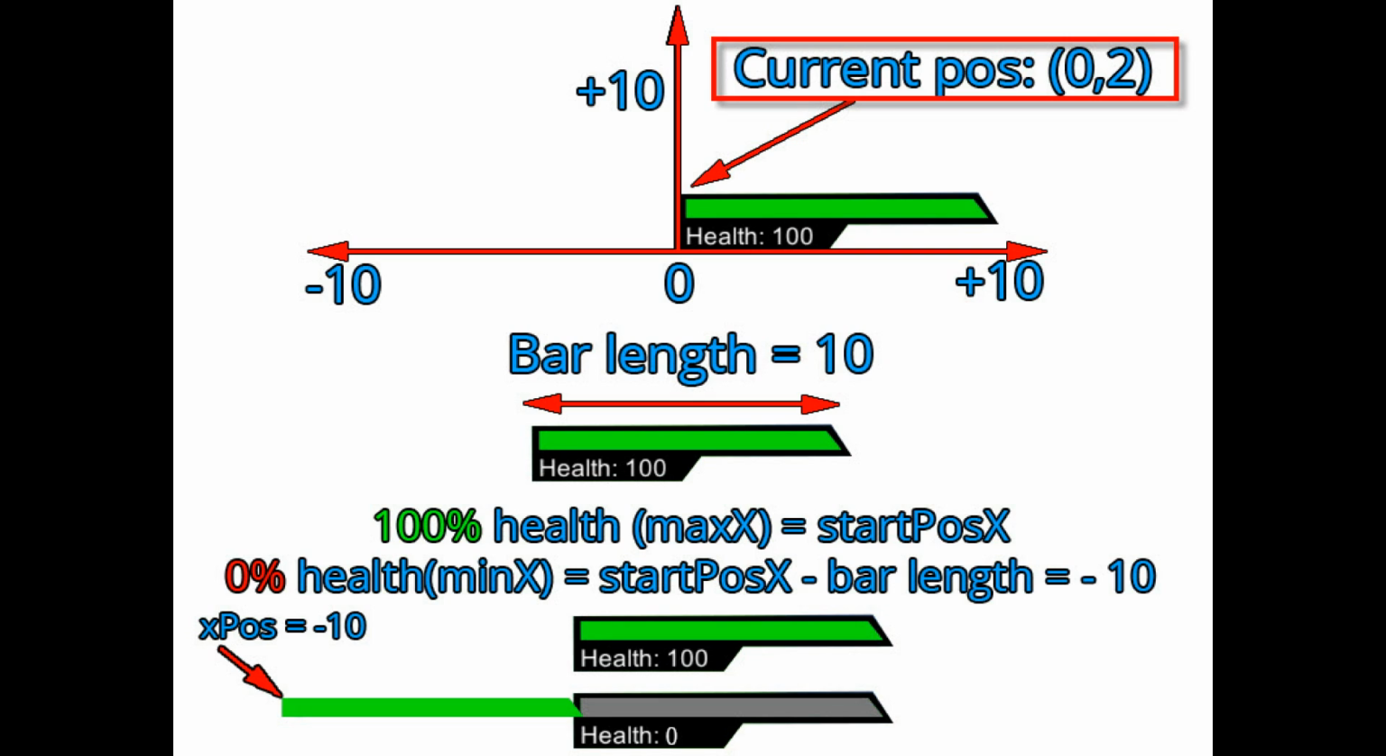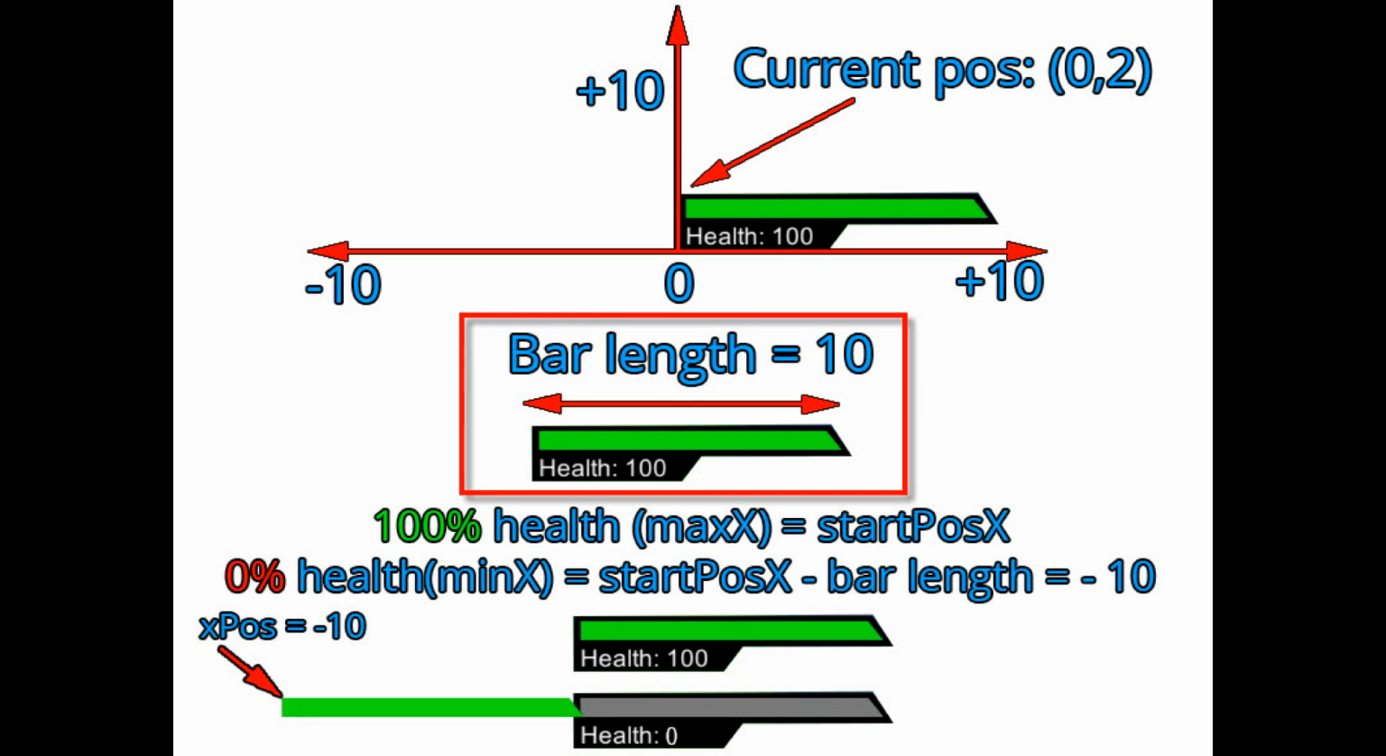But let's say 0.2, where 0 is the x-coordinate and 2 is the y-coordinate. So we have the position here in the top left corner. That's the anchor point. So this position is 0.2. If we look at the length of the bar, it has a length of 10. Sorry, not 100. It has a length of 10. And this is the length that we need to figure out what position our bar needs to be in when we have 0% health, and what position our bar needs to be in when we have 100% health.